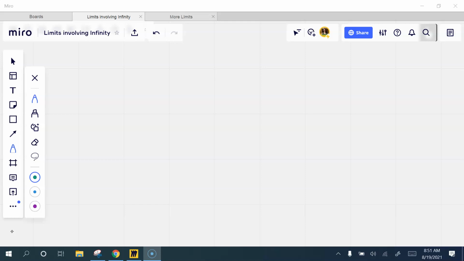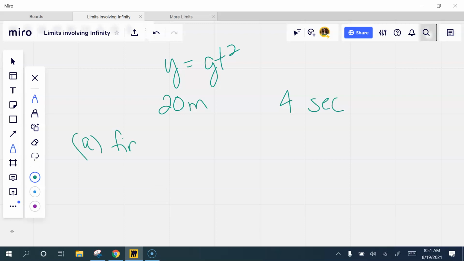Okay. A rock released from rest to fall on a small airless planet falls at y equals g t squared in t seconds, g is a constant. Suppose that the rock falls to the bottom of a crevice 20 meters below and reaches the bottom in 4 seconds. Find the value of g. So you do it first, then we'll do it together.